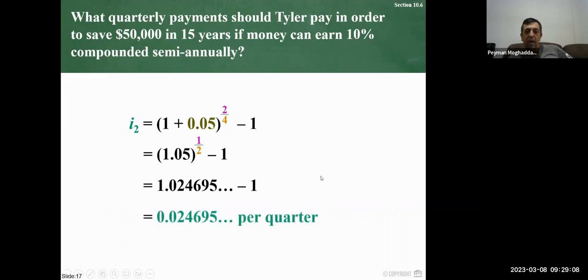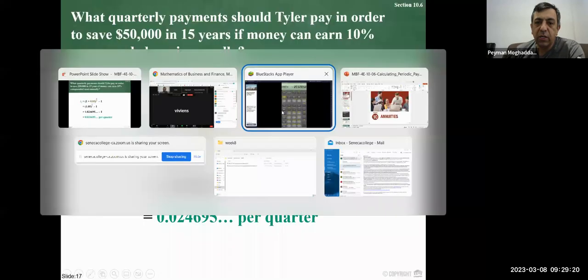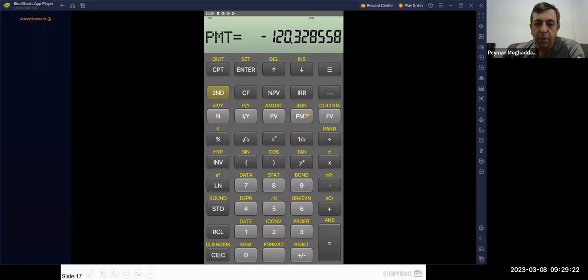Okay. So now let's do it together as well, because we need to go ahead with this. So I'm just going to do I2: 1.05 power of 1 over 2 minus 1. Okay. So let's do it here in the calculator.